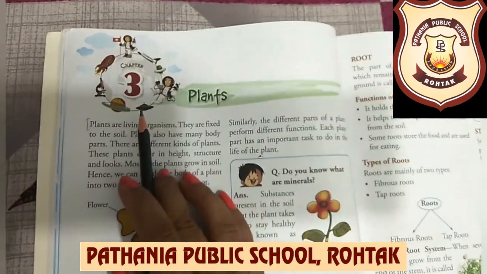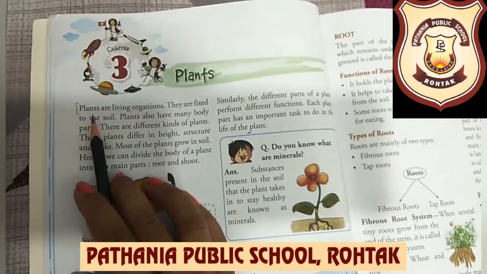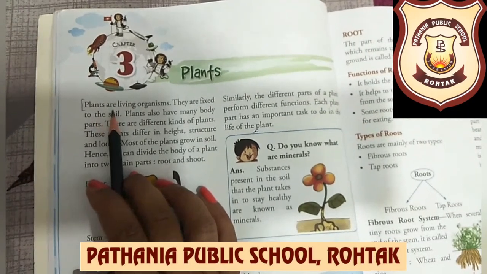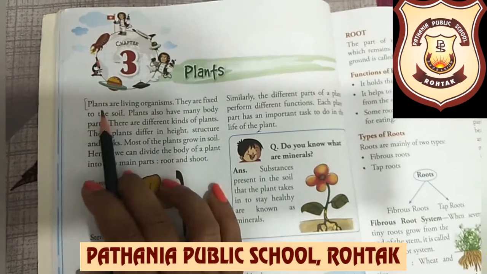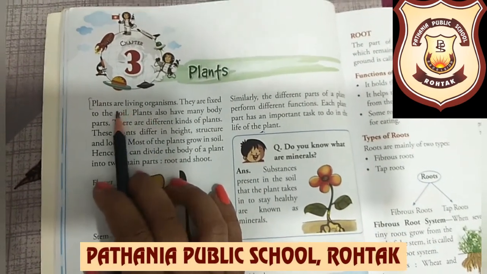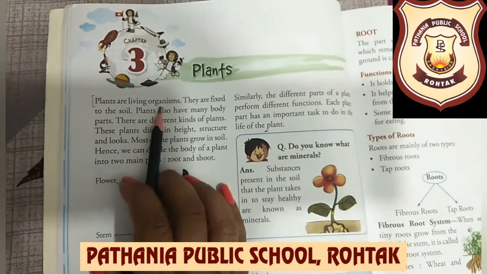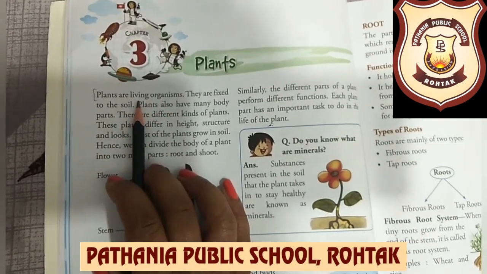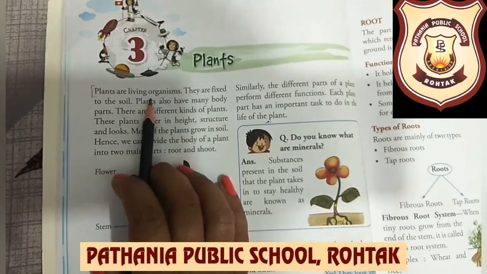This is your chapter 3, Plants, in your book. Let's take a reading. Plants are living organisms. Yes, plants inhale carbon dioxide and exhale oxygen. So plants are living organisms. Plants grow. We sow the saplings in the soil, and later on it turns into a plant, and later on it turns into a big tree also.